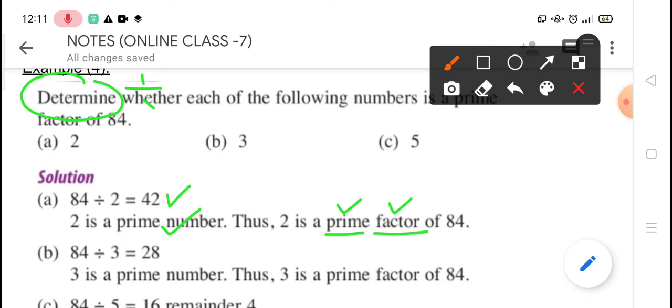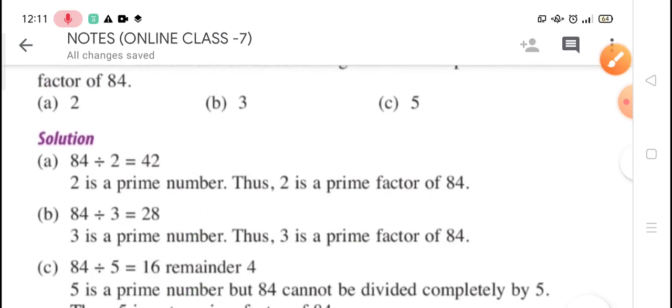Is 3 a prime factor of 84? So firstly, we do division. Yes, can divide means yes, it is a factor. But anyway, is 3 a prime number? Yes, 3 also is a prime number. Hence, we can make the conclusion that 3 is a prime factor of 84.